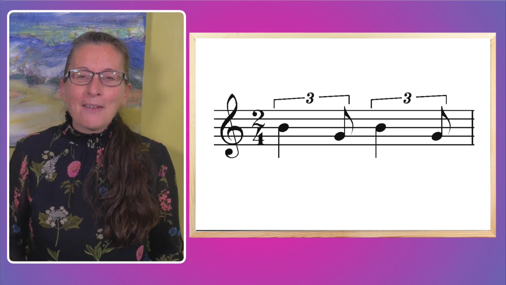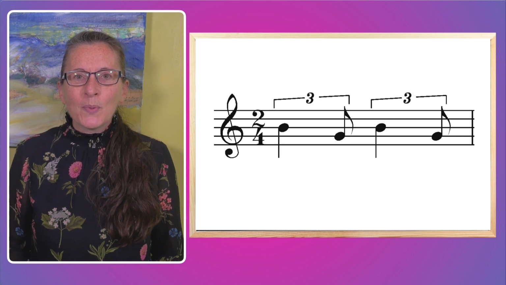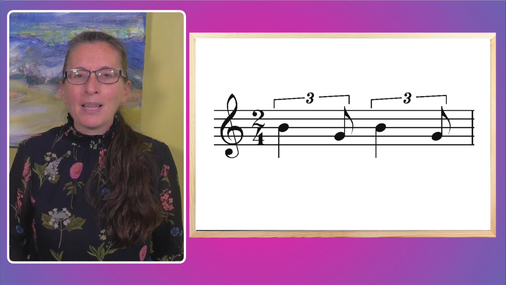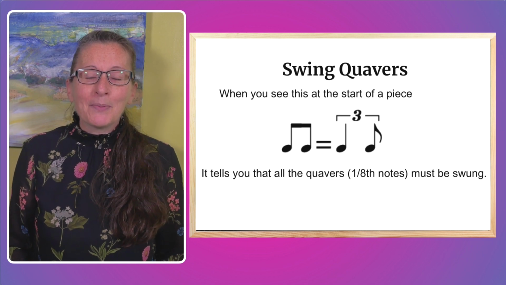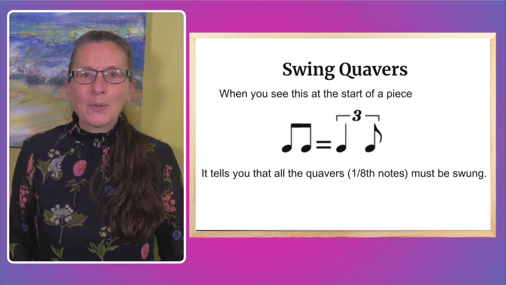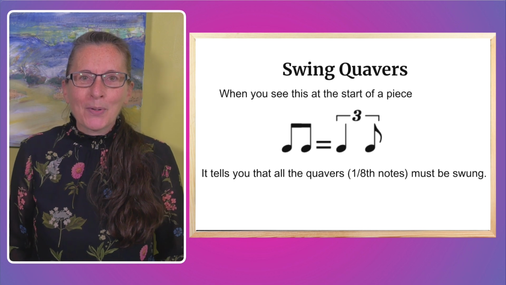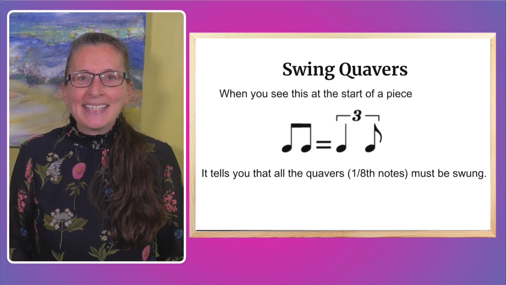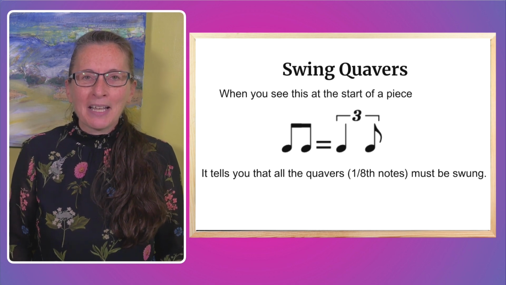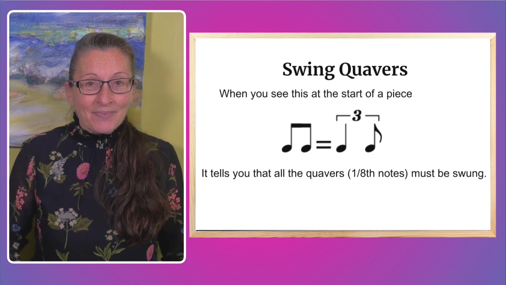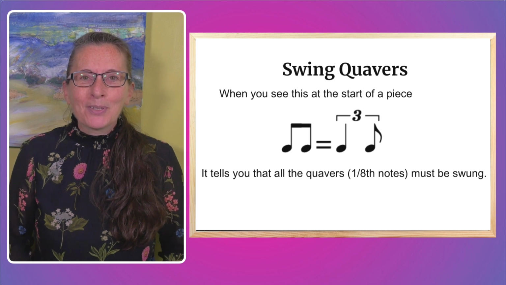Now this rhythm that I've just been discussing is used in swing music when the quavers are played unevenly. You may have seen at the top of a piece of music when it says 2 quavers equals 1 triplet crotchet and 1 triplet quaver. And when you see this, it indicates that all the quavers, all those eighth notes in the music, are to be swung. And in a way, it's using triplets to do that.